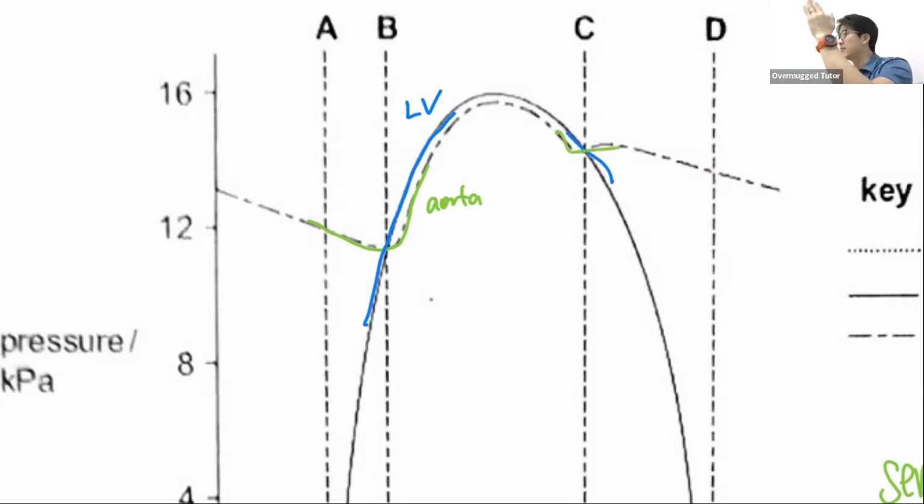And at point C, blue becomes lower than green. At point C is where left ventricular pressure first becomes lower than aortic pressure. That is where the semilunar valve first closes. Okay?